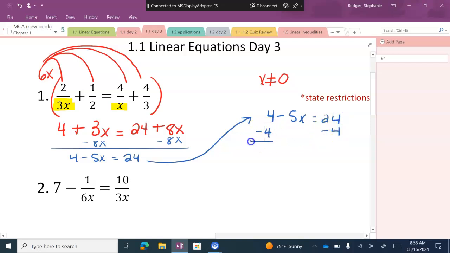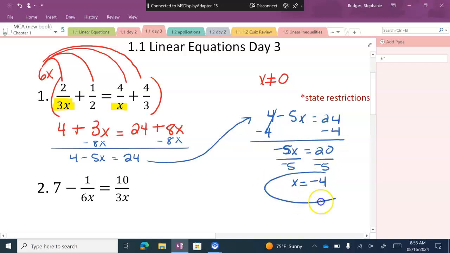Remember, you may not start solving your equation the same way I do, as long as your x is the same as I get. Oops, I left my x off there. What is 20 divided by negative 5? Negative 4. Okay. Am I allowed to have negative 4 as an answer? Yes. So then I just circle it and I move on.